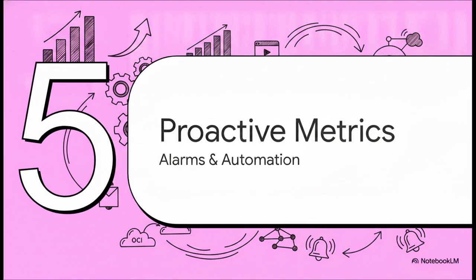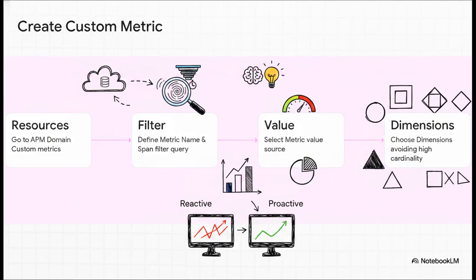Finally, Section 5, Proactive Metrics and Alarms. Alarms and Automation. Okay, this is where we make that day-in-the-life transition from being constantly reactive to actually being proactive. First step, you create a custom metric right in your APM domain. You might name it something like Slow Fusion Redwood Pages. You set up a span filter query to isolate that exact behavior and select your value source, like span duration. You can group these by dimensions, maybe by Redwood container. But hey, quick pro tip. Be super careful to keep your dimension count low here. Too many dimensions creates high cardinality, and that can overload your monitoring service.